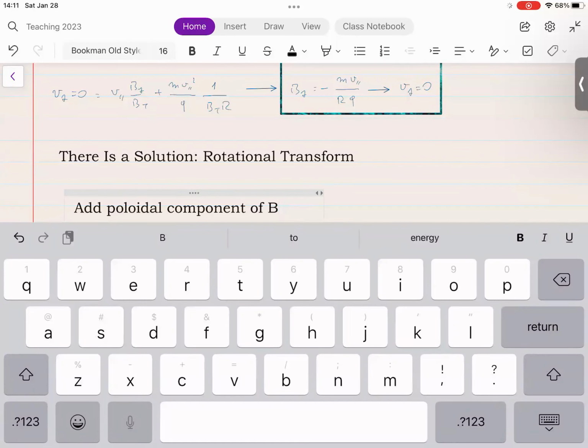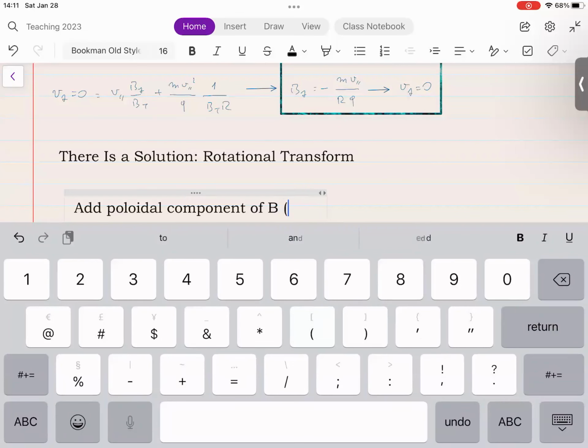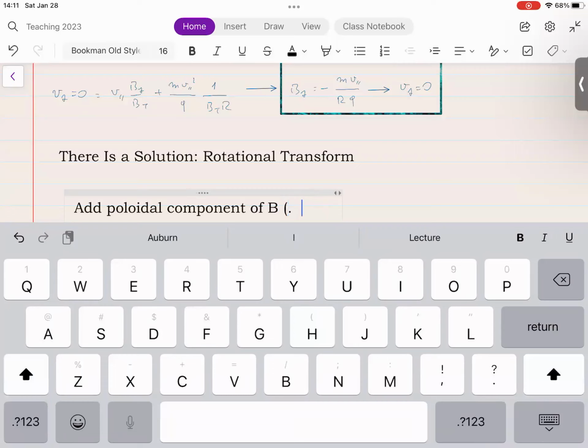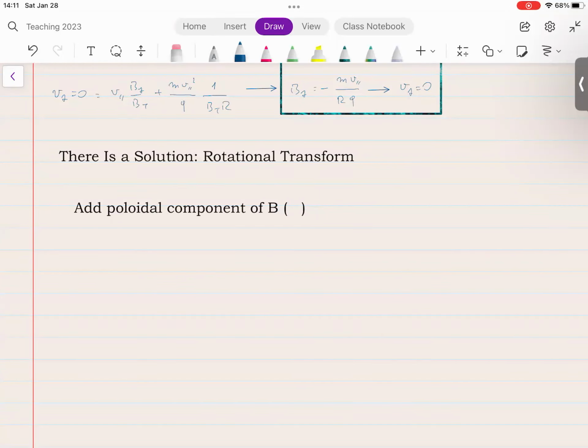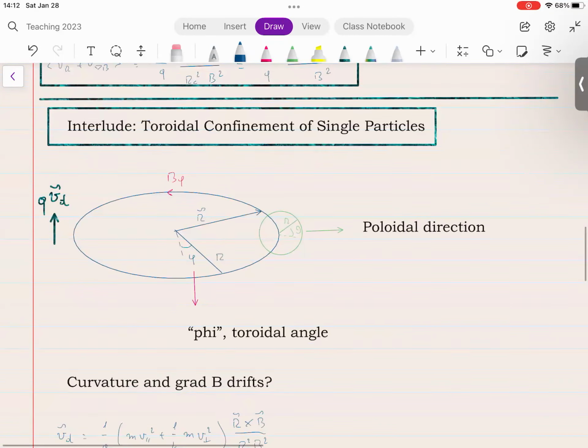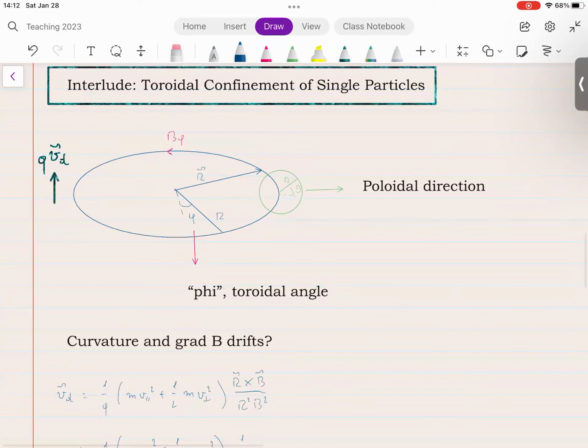So that's B theta. Then what happens to the field lines? They're not circular as I had up here in the blue direction, with the red arrow. They're actually going to be helical. They're going to wind around the torus. And I'm not going to try to draw that.